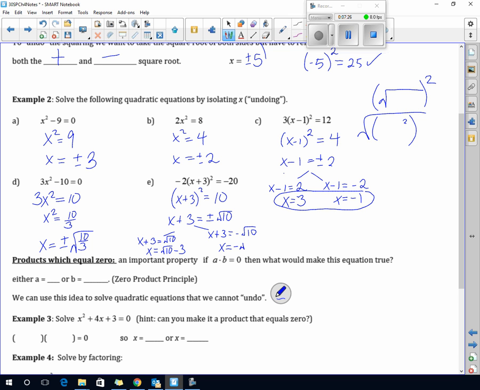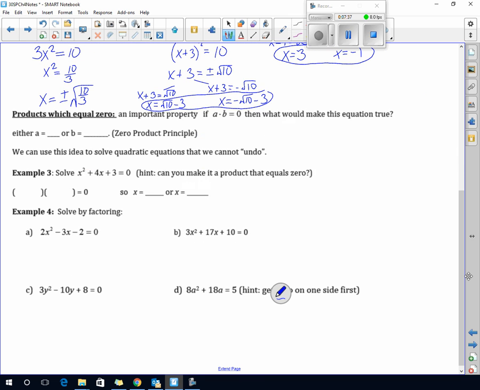Okay. So now, products which equal 0. An important property is, if A times B equals 0, then what would make it true? What's the only way that you can get a product of 0? You must be multiplying by 0. So either A equals 0 or B equals 0. That's the only way this would ever work. So all the people that solve by factoring, you better have the right side or one of the sides equal to 0, because that's the only way you can solve with this zero product principle. So we can use this idea to solve quadratics that we cannot undo.